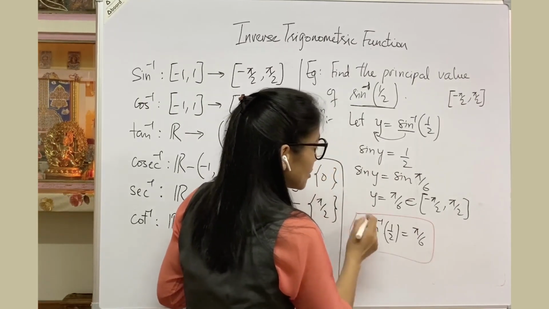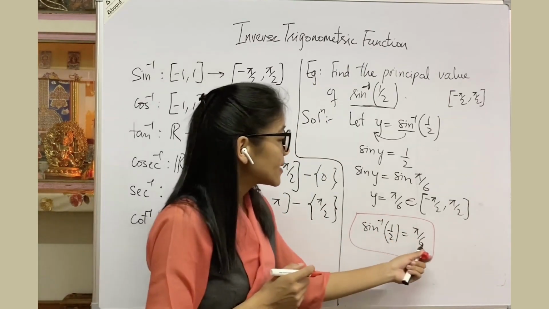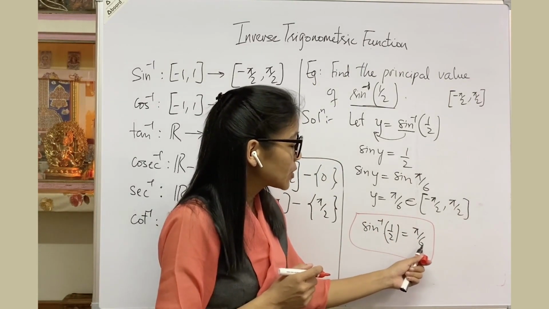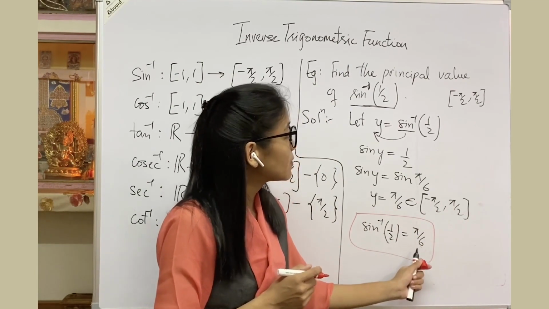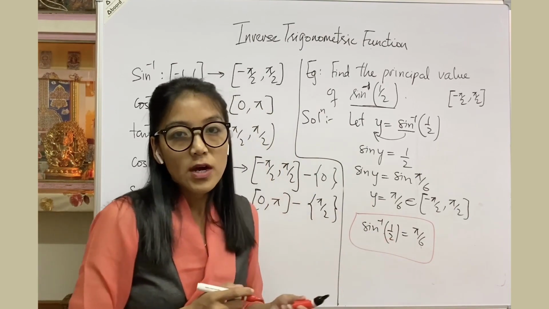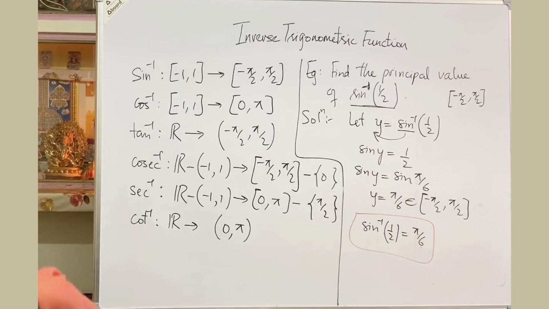So we got a value of sine inverse of half, which is equals to pi by 6. And now this is the principal value, okay? You can see that this lies within this interval. So this is the required principal value for sine inverse of half. So in this way you have to do it, okay? So now we'll take one more question.